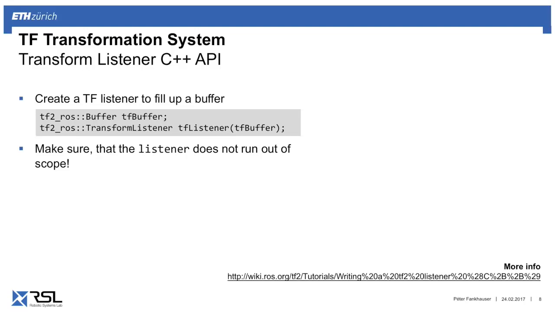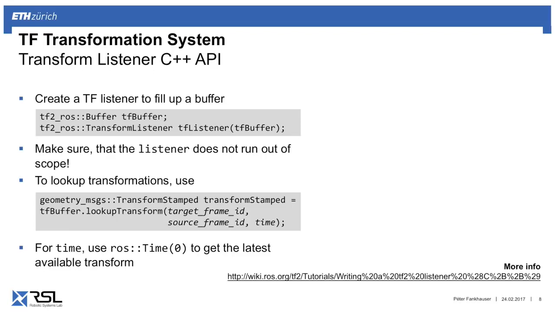And again, make sure that this listener is a member of your class, such that it doesn't run out of scope and is able to do the work in the background, listening to the TF topics for you. Otherwise, if you lose the TF listener and keep the TF buffer, the TF buffer will not be filled, and you'll get an error when trying to do transformations.